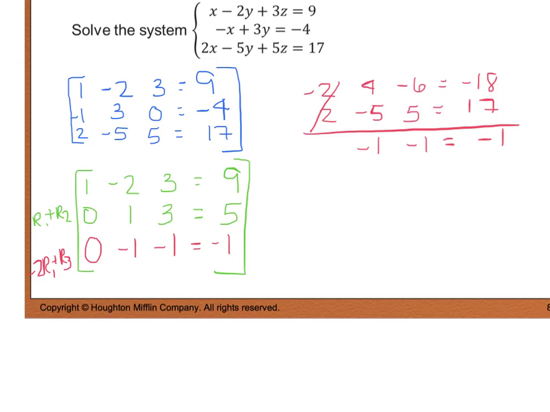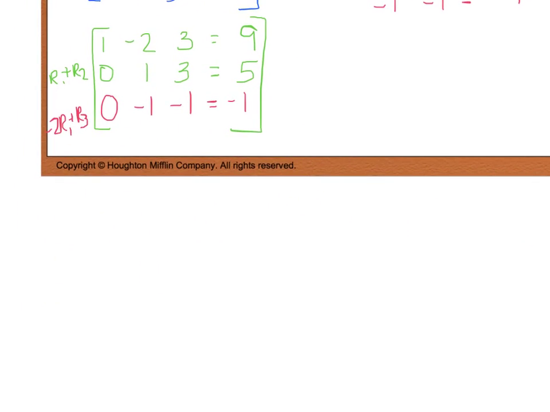So to do that, let's first start out by rewriting my 1, negative 2, 3, and 9. And then I said I was going to leave my 0, 1, 3, and 5. And now I have to figure out how to get rid of this negative 1. Well, I see that if I add this negative 1 to the row 2's 1, I'm going to cancel those terms out. So again, I'm going to make note, and I'm just going to go R2 plus R3.